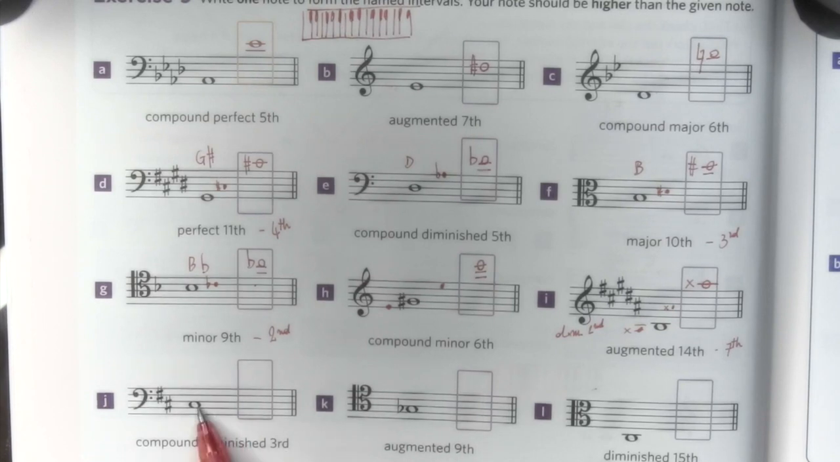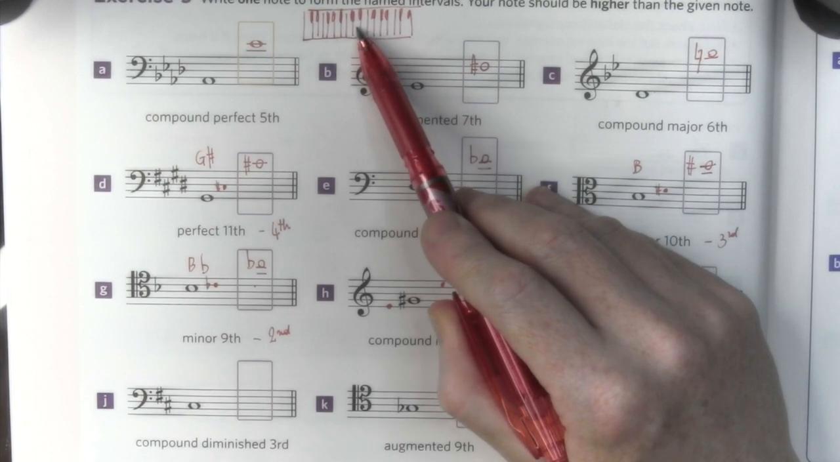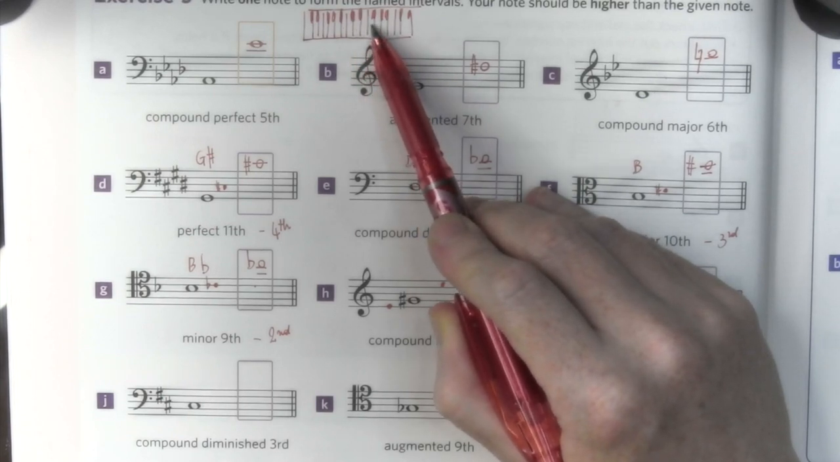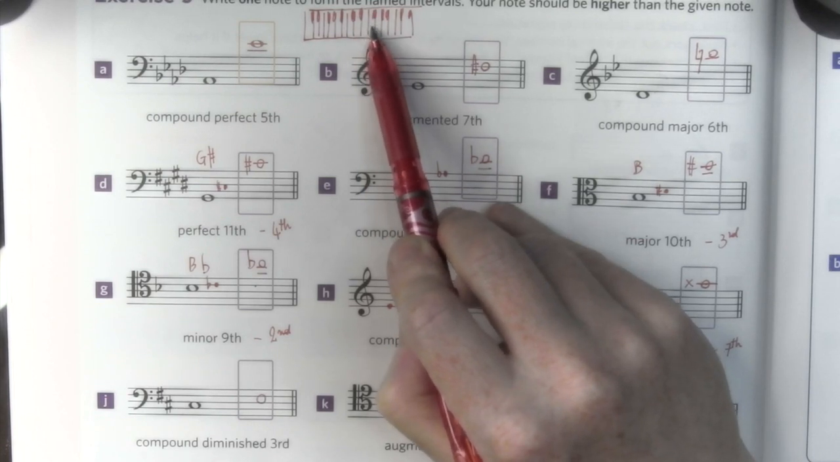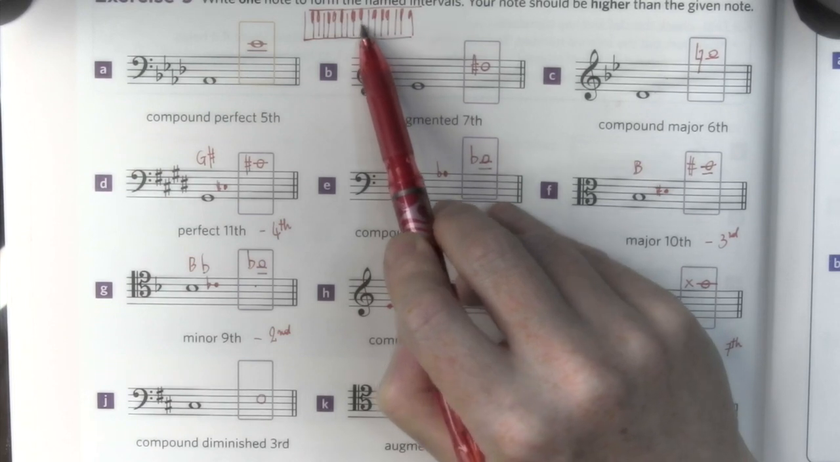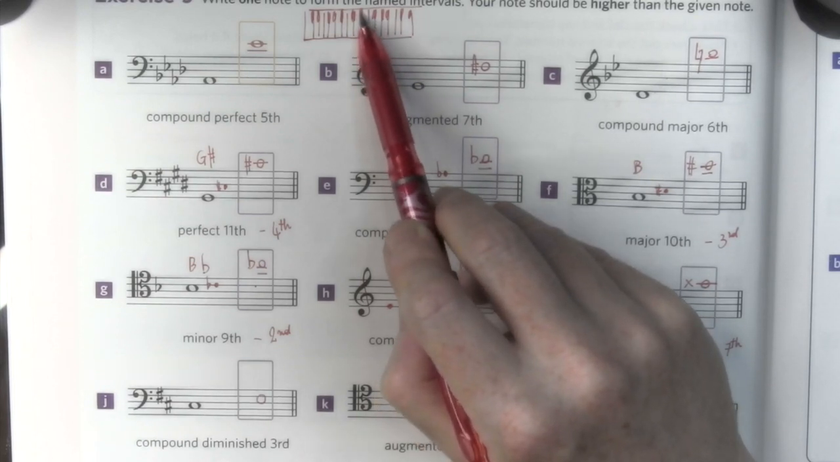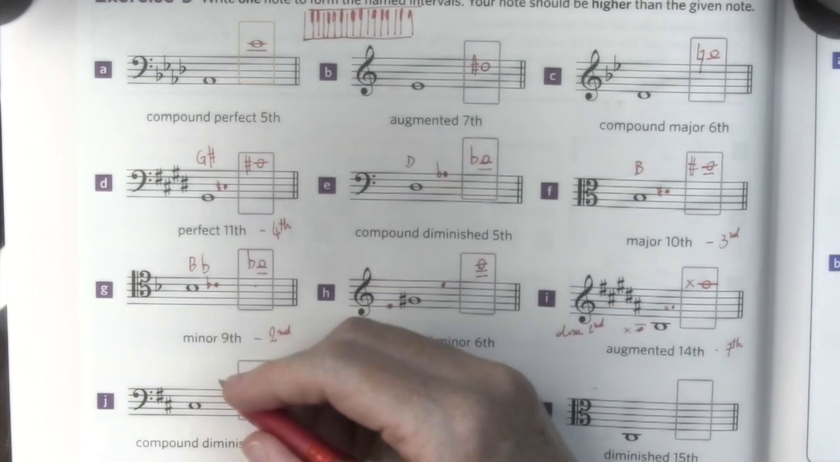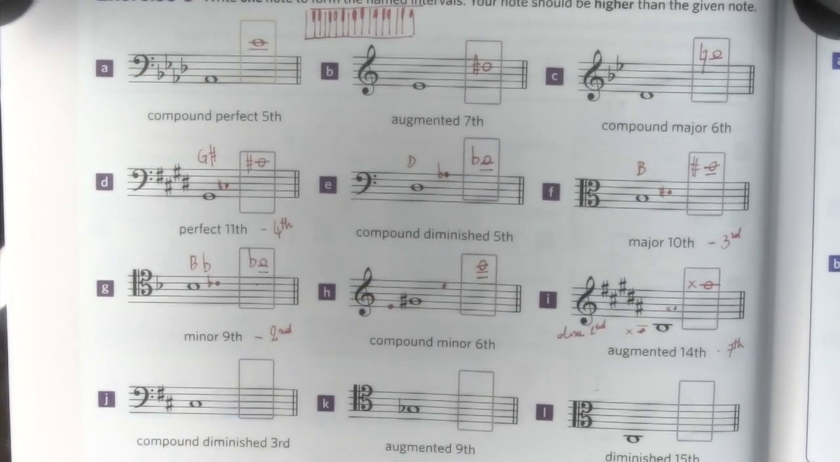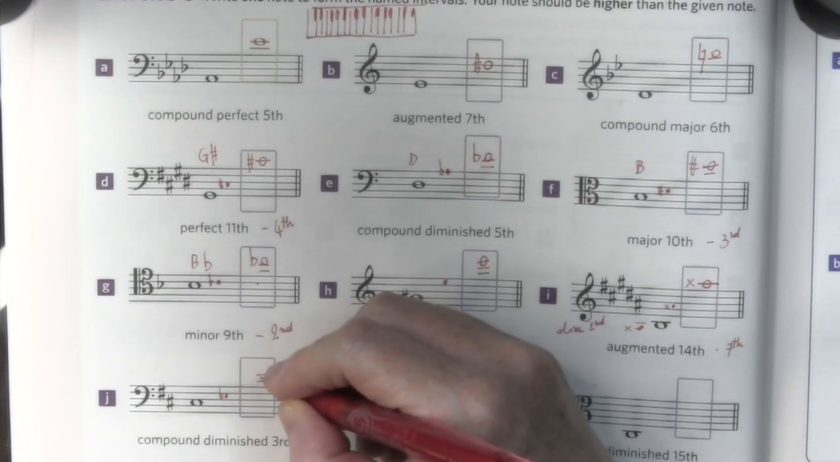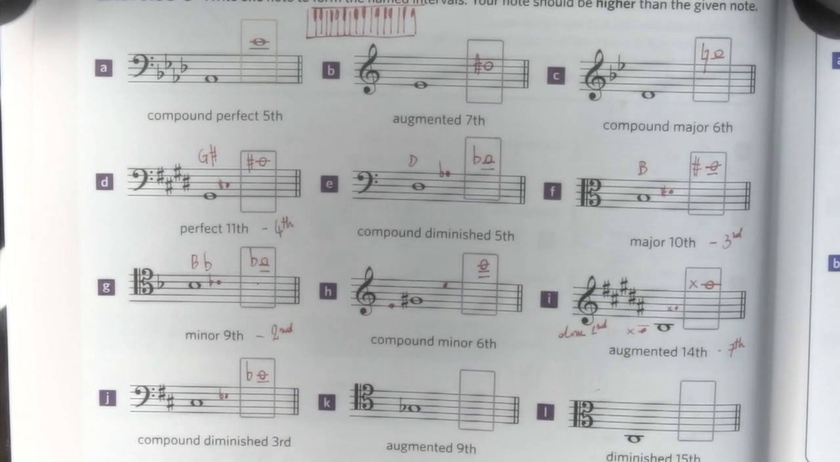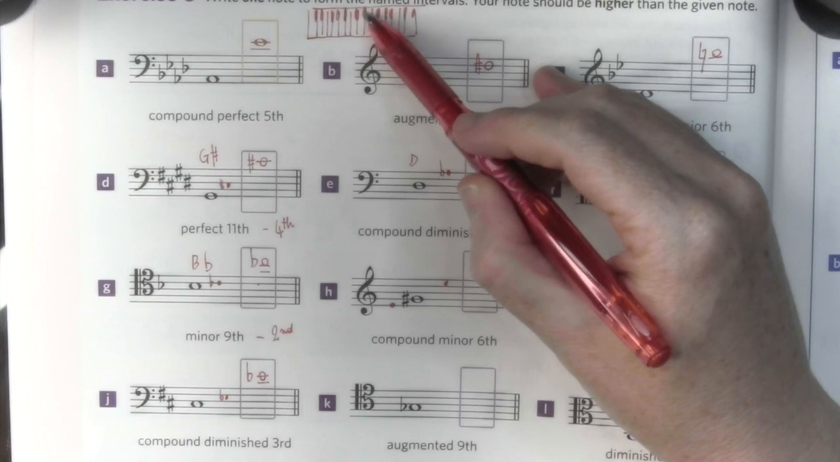Compound diminished third from Do sharp. Diminished third, one and two, so Mi would be, first of all, the note, so Do, Re, Mi, okay? Now, one, two, this is the major third, minor and diminished. So we have to call it E and it's Mi flat, from Do sharp. Okay, from here, raise it up by an octave. And there you go. Compound diminished third is Do sharp, Mi flat. Yeah, that makes sense to me.